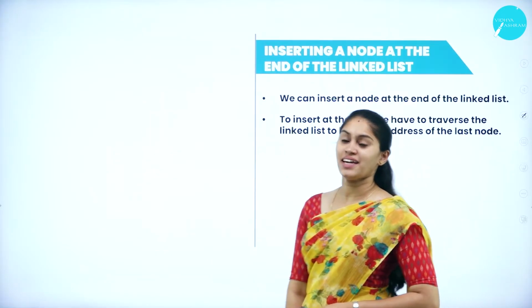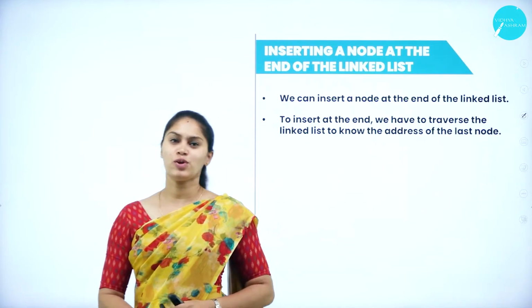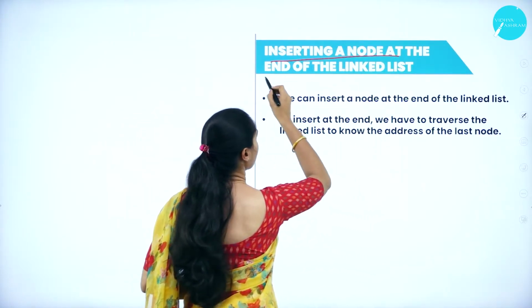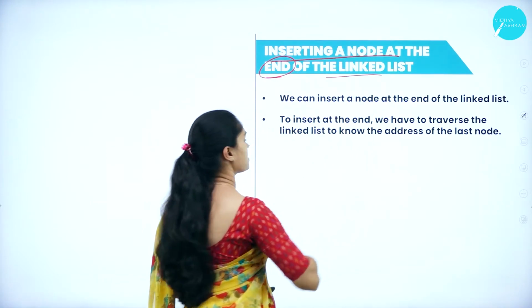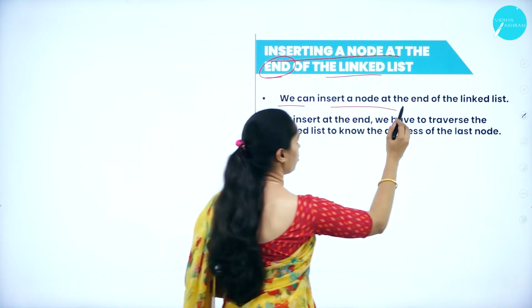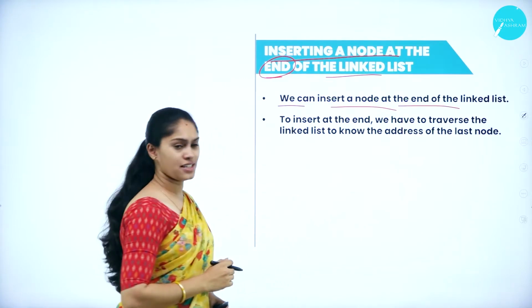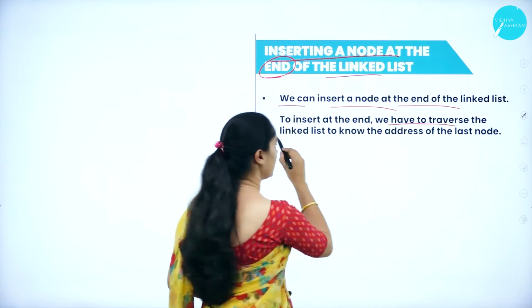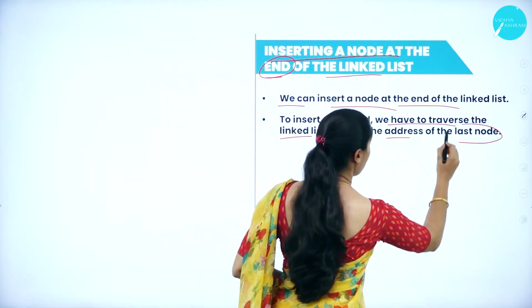Now we'll see how we are going to insert a new node at the end of a linked list. We can also insert a new node at the end of a linked list. In order to insert a new node at the end, we have to traverse the linked list to know the address of the last node.